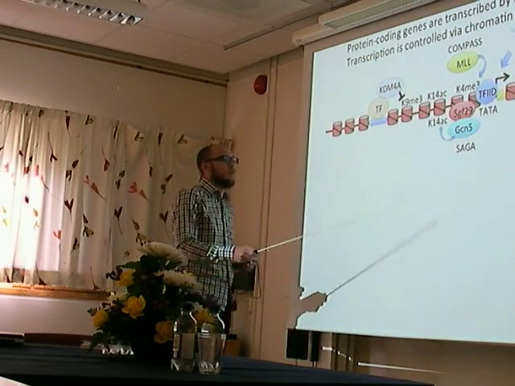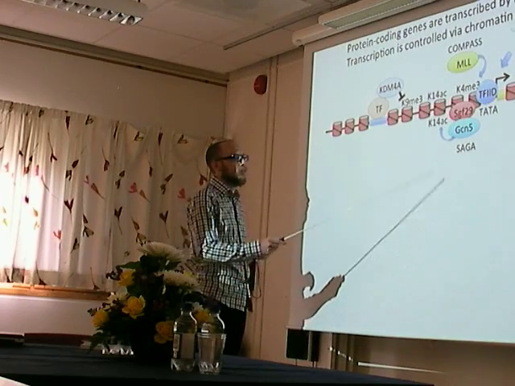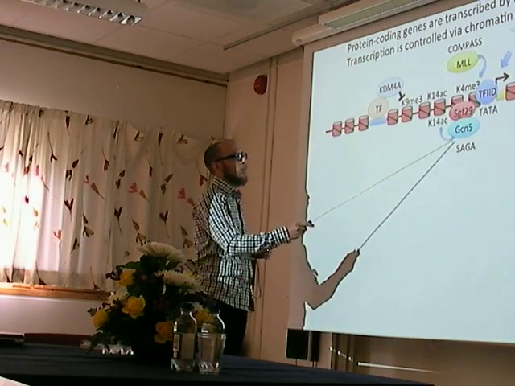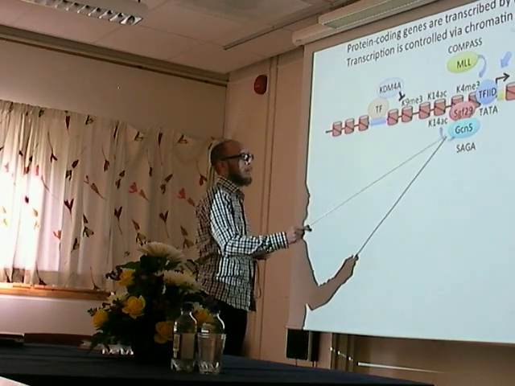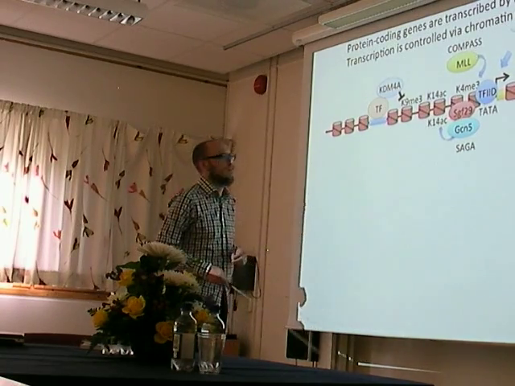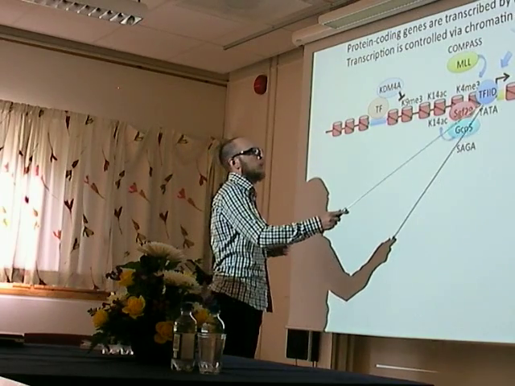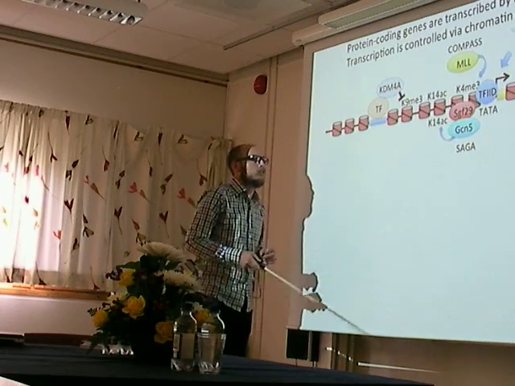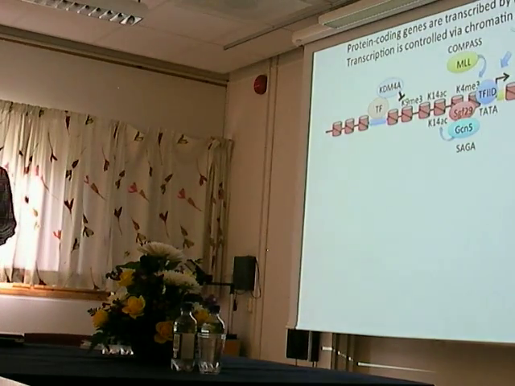This mark is recognized by HAT activity complexes such as this SAGA complex here, that will, via GCN5, generate an acetylation. This is an acetylation on lysine 14. This can promote binding of general transcription factors such as TFIID, and we will get recruitment of polymerase.